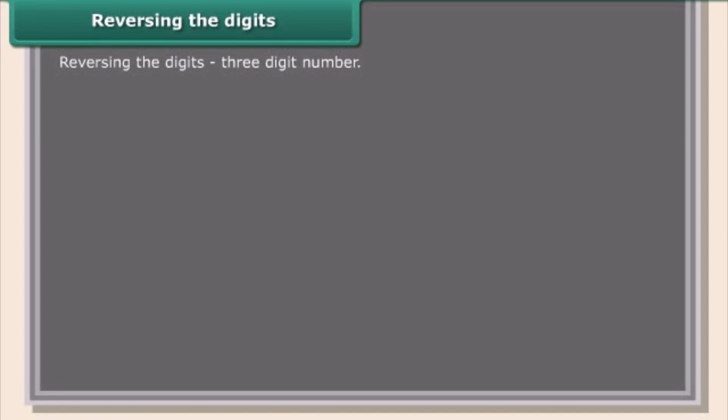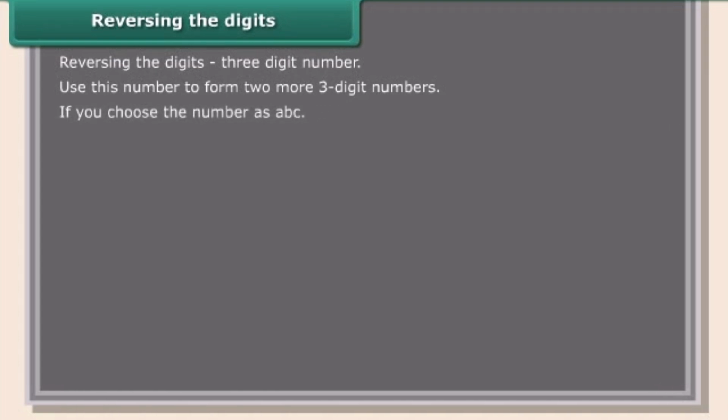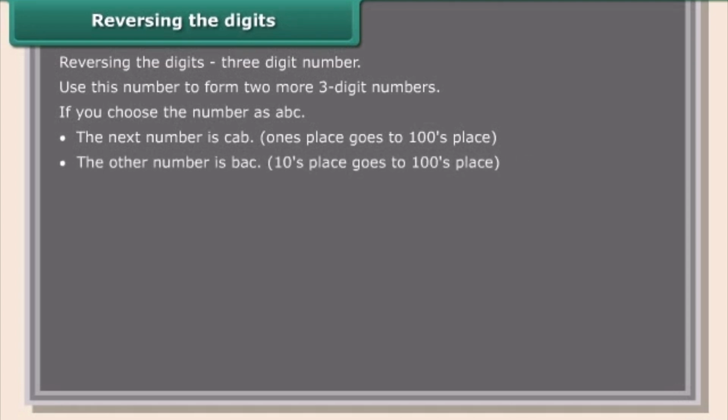Reversing the digits of a three-digit number. Use this number to form two more three-digit numbers. If you choose the number as ABC, the next number is CAB. The ones place goes to the hundreds place. The other number is BCA. The tens place goes to the hundreds place. Add them and divide by 37.